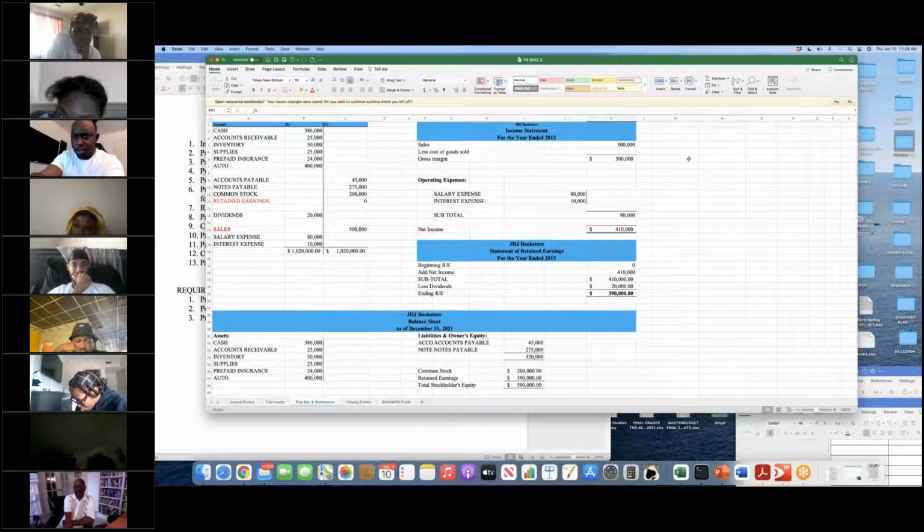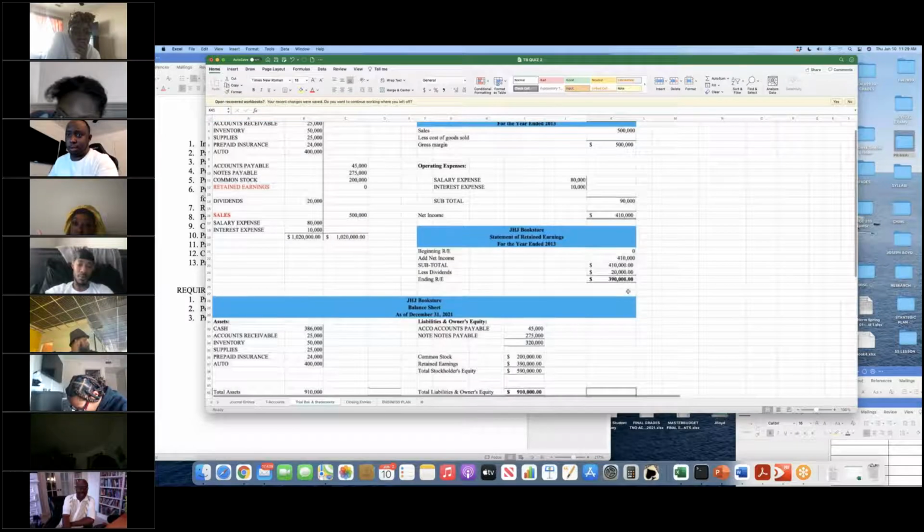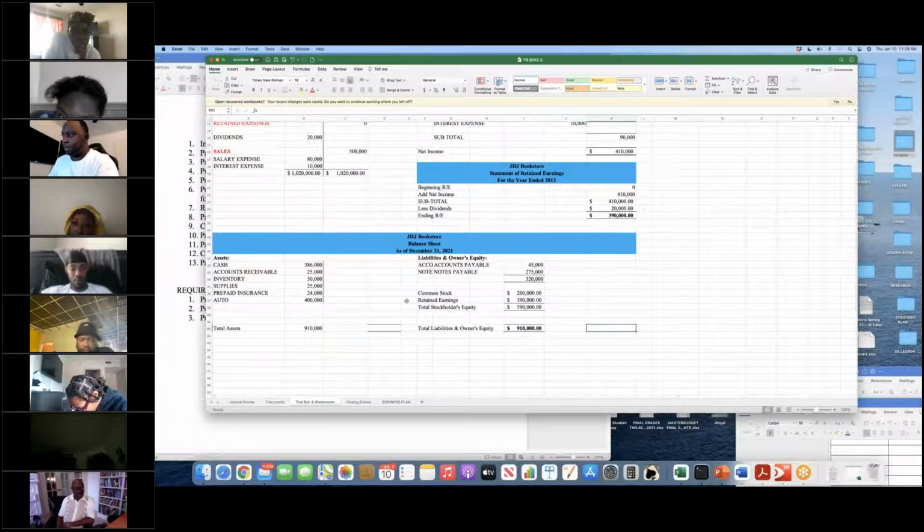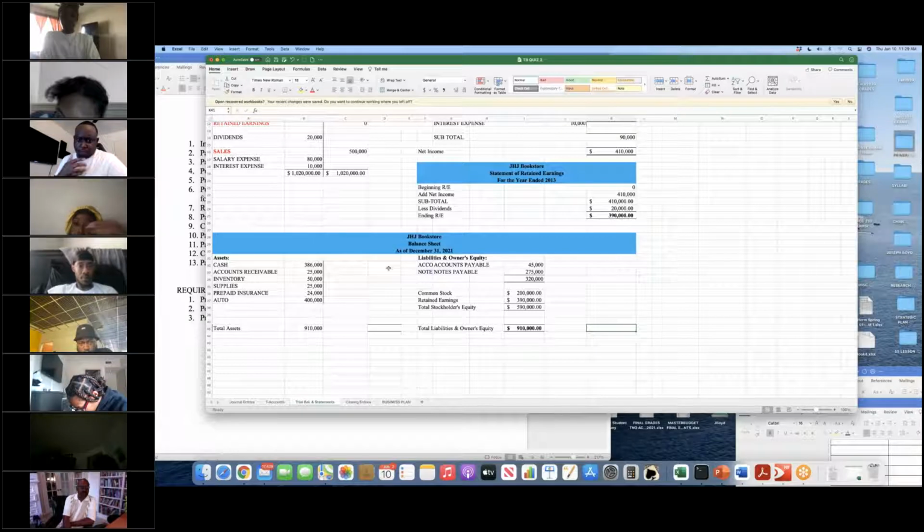So we've just prepared three statements. We prepared the income statement, which showed us how much income we had for the period. Then we prepared a statement of retained earnings, which showed us how much of the earnings we retained in the business. Finally, we prepared a balance sheet. That balance sheet is a reflection of the equation: assets equal.